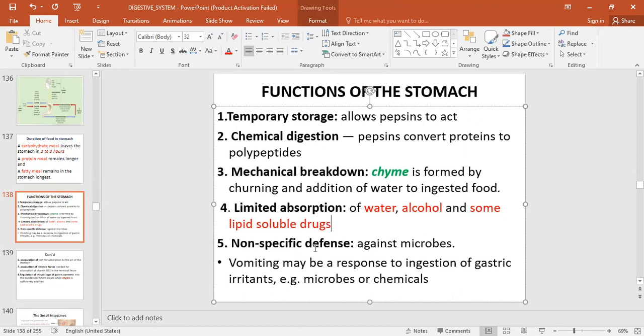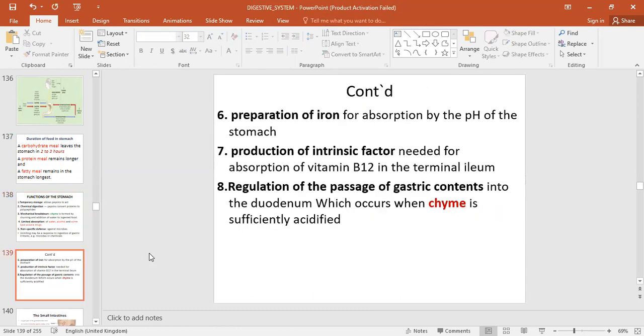Stomach also helps in non-specific defense against various types of microorganisms. Okay. Then preparation of iron. So iron is absorbed in the large intestine. So hydrochloric acid helps to prepare iron for absorption. Okay, you remember iron is useful for bones. Iron is useful in the liver as well as formation of red blood cells. The heme part of hemoglobin is iron. So we need iron to be absorbed.